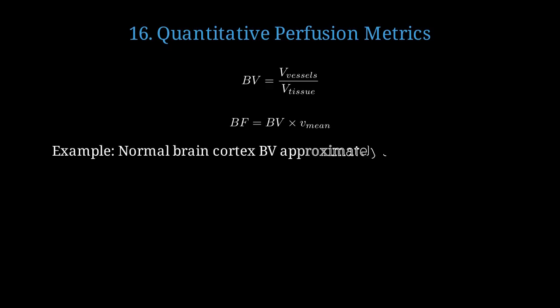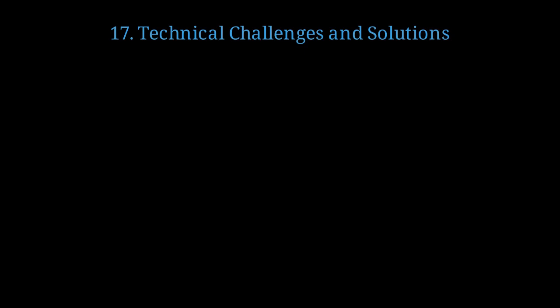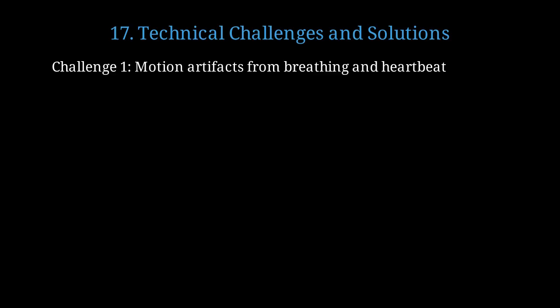For example, normal brain cortex has a blood volume fraction of about 3%, while tumors can have values up to 10% due to abnormal angiogenesis. This difference allows quantitative assessment of tumor vascularity for diagnosis and treatment monitoring. Despite its promise, super-resolution ultrasound faces several technical challenges. Patient motion from breathing and heartbeat can blur images, requiring motion correction algorithms or gating techniques.